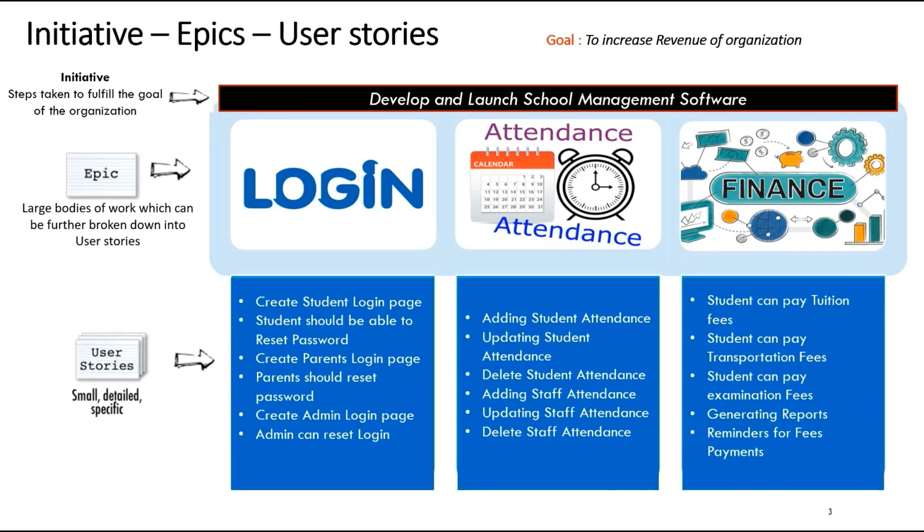Before going to Jira tool, it is very important to know how the software requirement is broken down in Agile. In this example, you can see that the organization is taking an initiative to develop and launch a school management software to increase its revenue, which can be considered as a project. Now, this project is further broken down into epics.